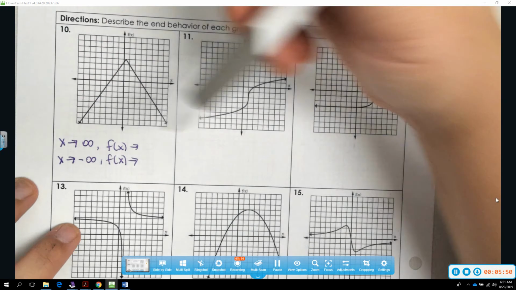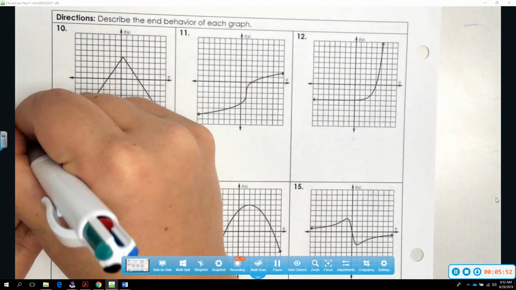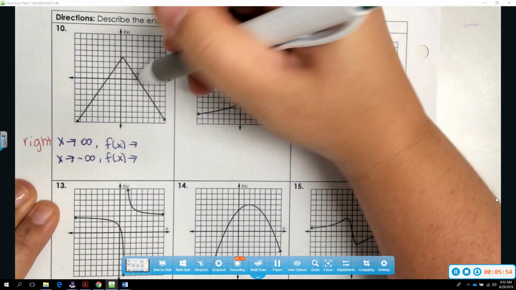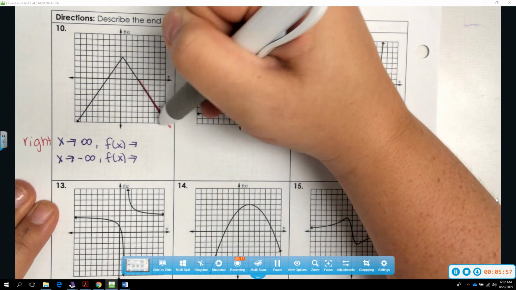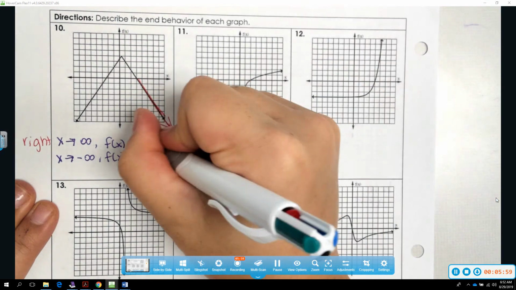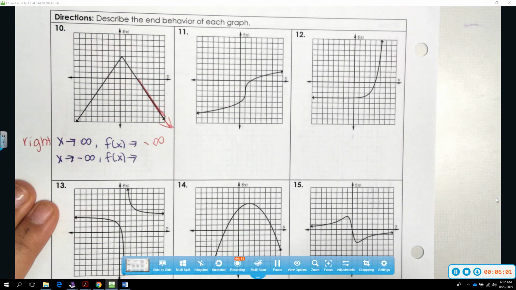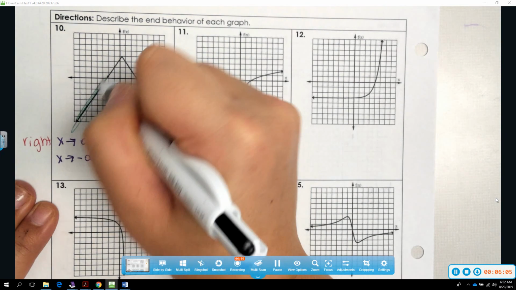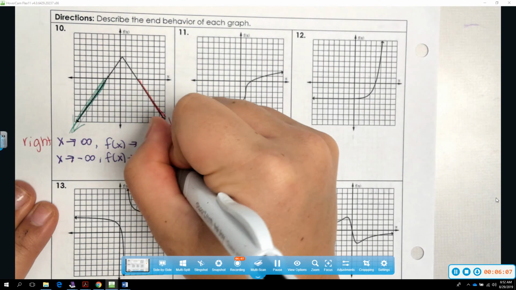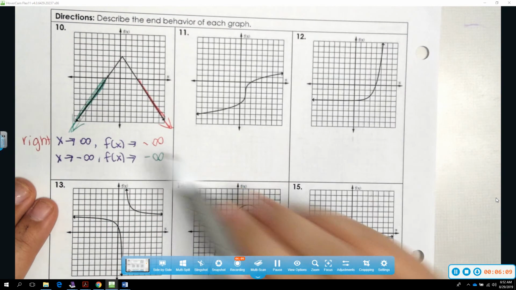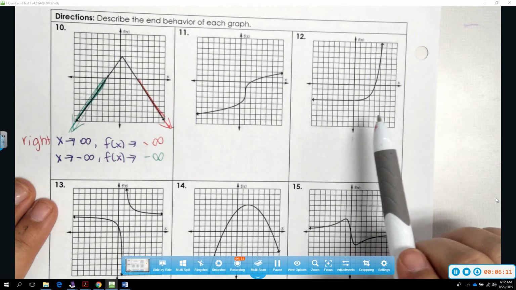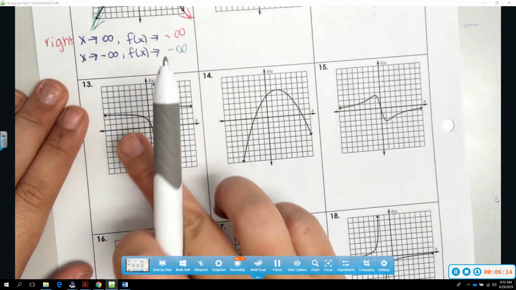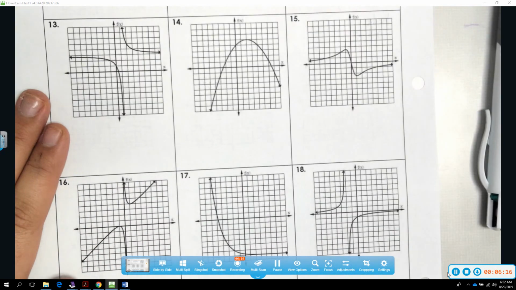So starting as x goes to the right. Remember, this is right. So as we go right, the graph goes down. So that's -infinity. And as x goes left, the graph goes down. So this is -infinity. So you have these type of questions. You also have these type of questions. So once again, set yourself up.